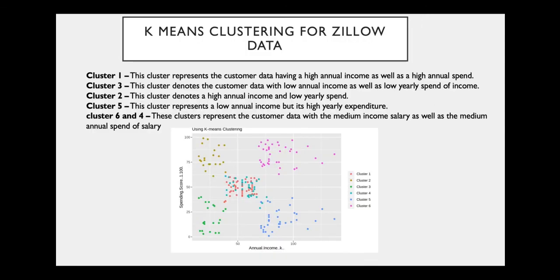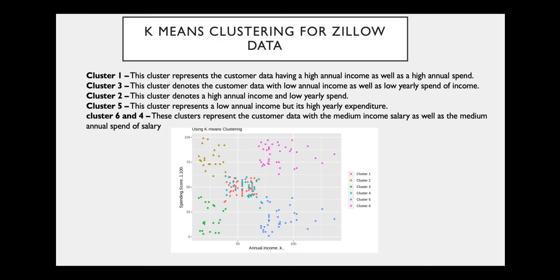I then went in to see if I could segment the customers based on this data using k-means clustering for the Zillow data. The k-means is described as below, and the clusters are shown as Cluster 1, customer data with high annual income, high annual spend. Cluster 3, customer data with low annual income and low yearly spend. Cluster 2, high annual income and low yearly spend. Cluster 5, low annual income but high yearly expenditure. And lastly, clusters 6 and 4, which are customer data with medium income as well as medium annual spend.